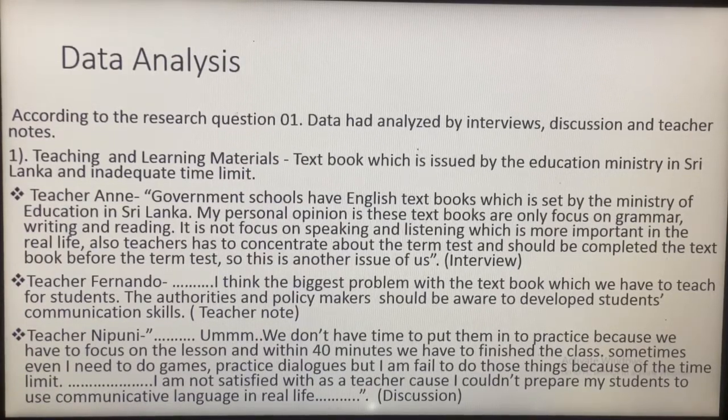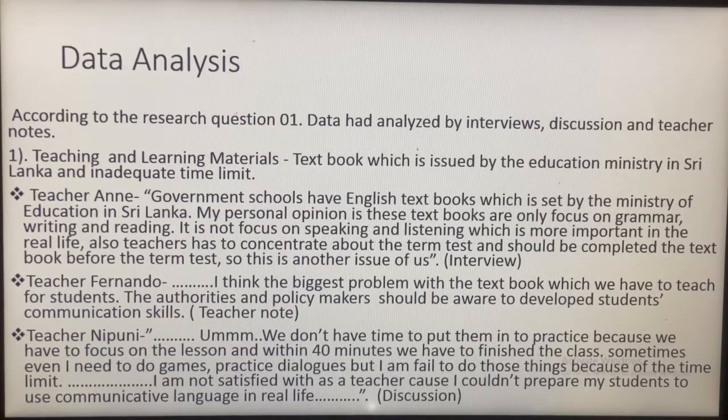Let's look at data analysis. I will explain according to research question 1. These data were analyzed by interviews, discussion, and teacher notes. First one is teaching and learning materials.